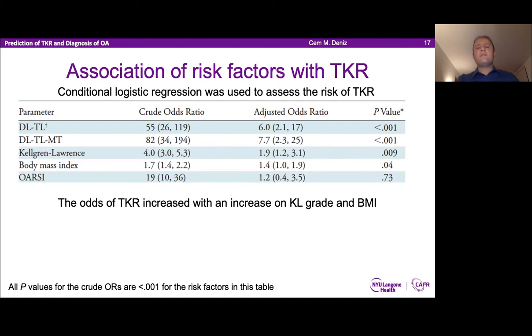So these are the other risk factors. So semi-quantitative KL grade readings or OARSI readings and BMI. We can see that the odds of total knee replacement increased with an increase in KL grade and BMI. So you can see that the odds ratio is larger than 1, even though it's not so much larger than 1. And for OARSI grade, even though the crude odds ratio was very high, when we take care of the other risk factors, the adjusted odds ratio for OARSI grade is attenuated.